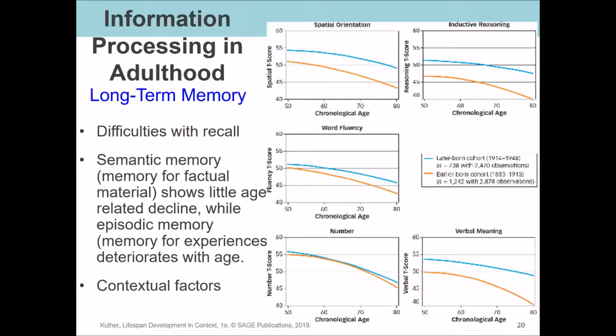Most adults show difficulties with recall of long-term memory. In terms of semantic memory, remember this is memory for factual material, like who is the first president of the United States, that would be a fact. That shows little age-related decline, whereas episodic memory, this memory for experiences, deteriorates with age. And the memories that we do recall tend to be from ages 10 to 30, and older adults show poor recall for more recent memories.